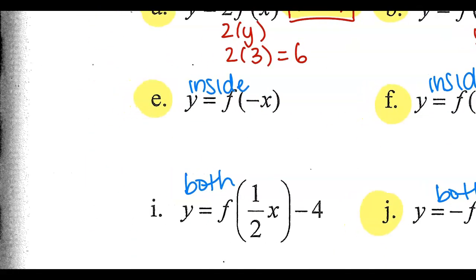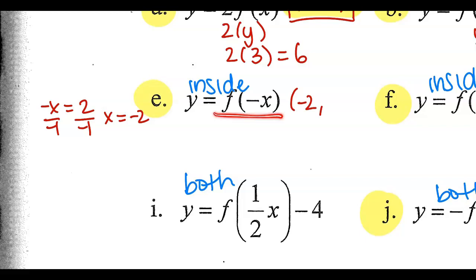So over here to the side of my margin, I'm going to rewrite negative x, and we're going to set that equal to 2. All I need to do from here is solve. I'm going to divide both sides by -1. X will equal -2. So my new x coordinate is going to be -2. If you look here, there's nothing happening outside, so I'm just going to keep the same y, which is 3.